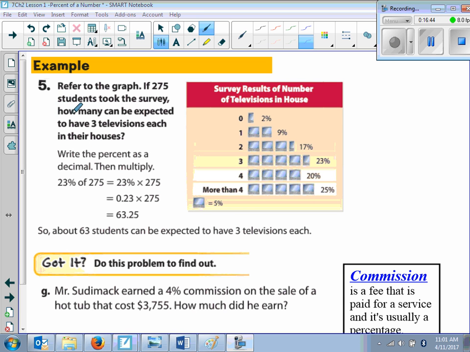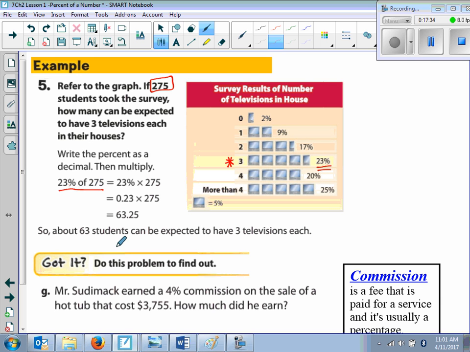All right, example 5 says refer to the graph. It says if 275 students took the survey, how many can be expected to have 3 televisions each in their house? So the first thing we want to do is look at the table. What's the total number of people surveyed? 275, right? Now, we're going to look at the 3 televisions. What percent of those people had 3 televisions? 23%. So we're going to ask ourselves, what is 23% of 275? Does everybody see that? So, there's the expression, 23% of 275.